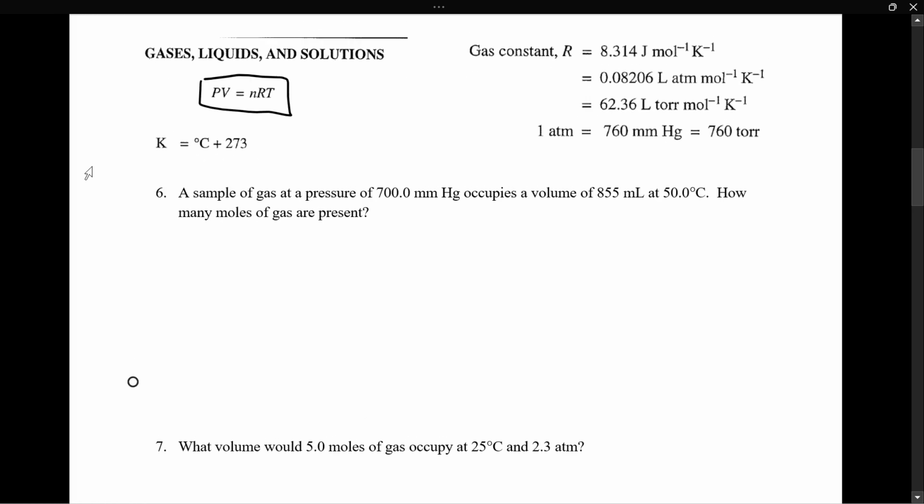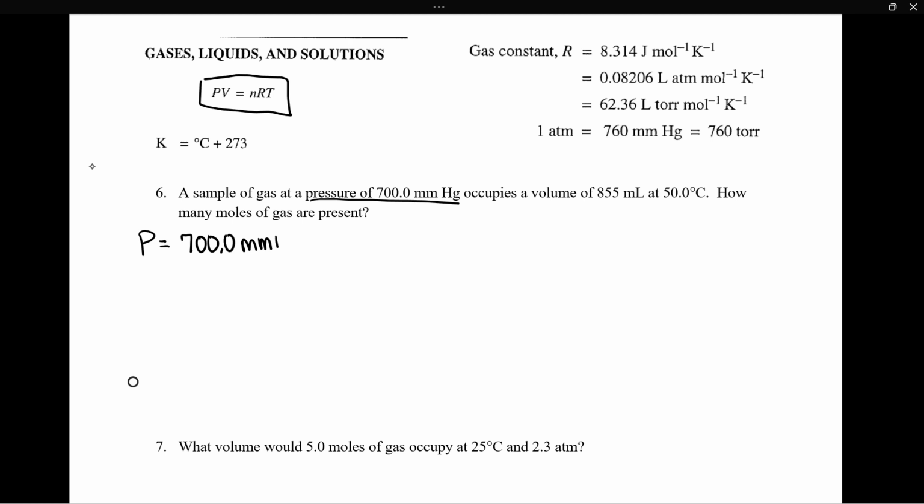We're given some numbers and we're asked to find something. So just in general, a good problem-solving strategy in this type of scenario is to start by listing out things that you know. So we know we're given a pressure, and the pressure is 700 millimeters mercury. We're given a volume, which is 855 milliliters. We're given this degrees Celsius. That looks like a temperature. So that's 50 degrees Celsius. And then we are asked to find moles.